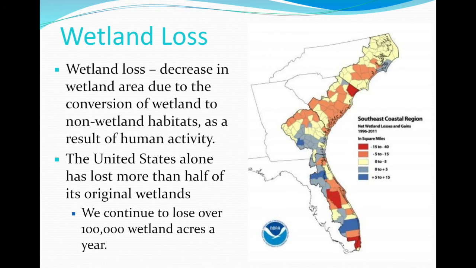So wetland loss. Basically, we're starting to lose wetlands due to habitats or from stuff that we're building. We'll take away those wetlands and put houses, businesses, anything like that, to cause that urbanization.